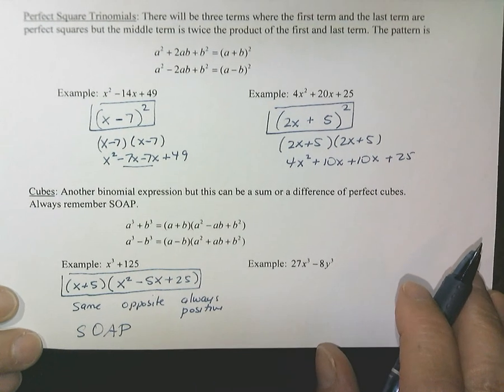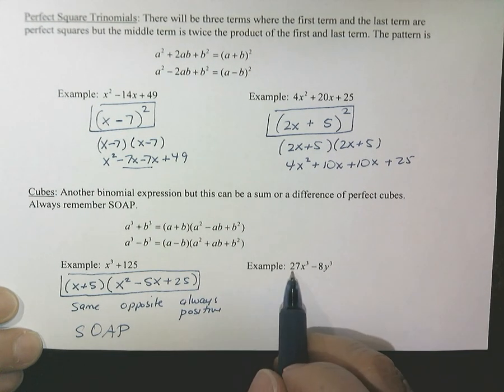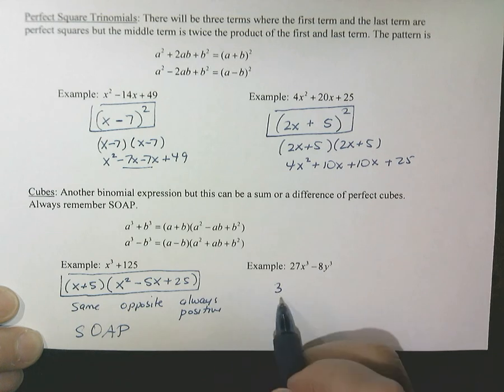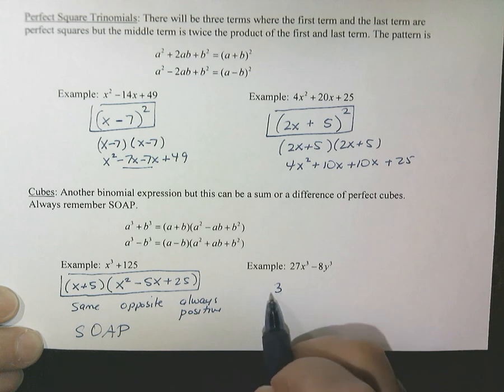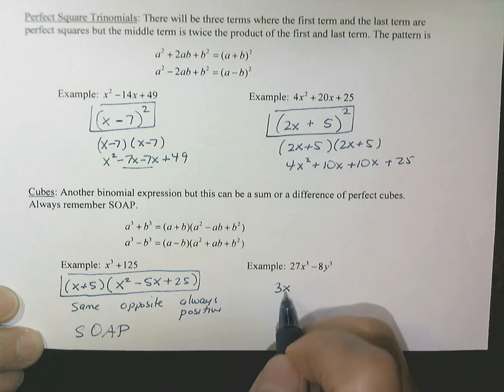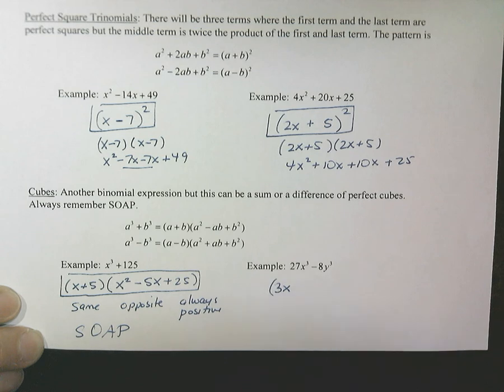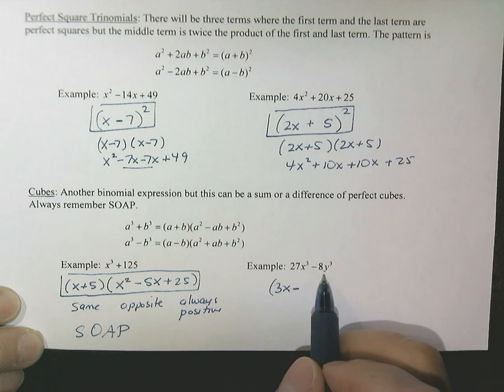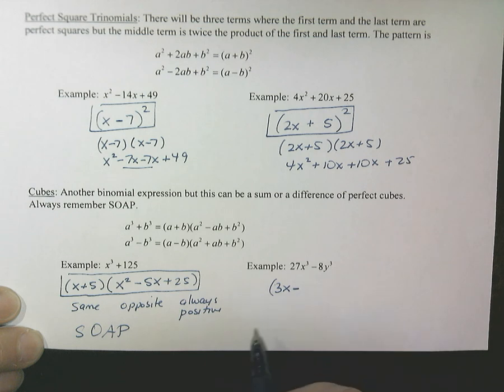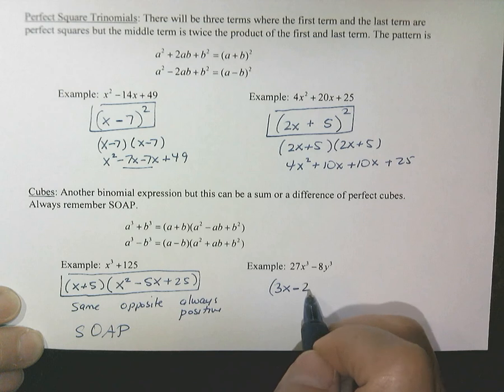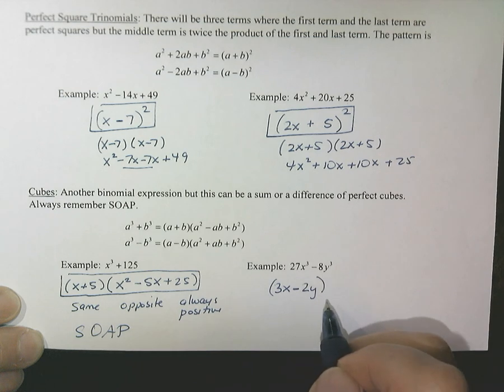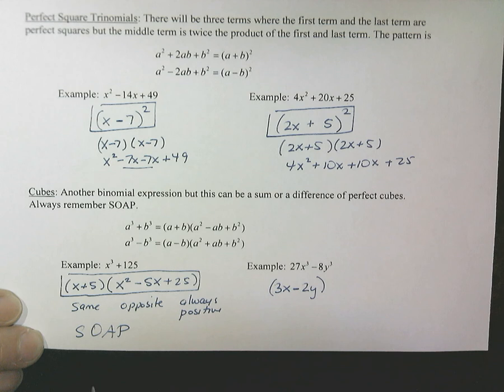This is a little bit harder. So I need a cubed is 27x cubed. So I need the cube root of 27. The cube root of 27 is going to be 3, meaning 3 multiplied by 3 multiplied by 3. 3 cubed is 27. So a is going to be 3x. The first sign is the same as what I have here, so I have a minus sign. The cube root of 8y cubed is going to be 2y, meaning 2y multiplied by 2y multiplied by 2y is 8y cubed.